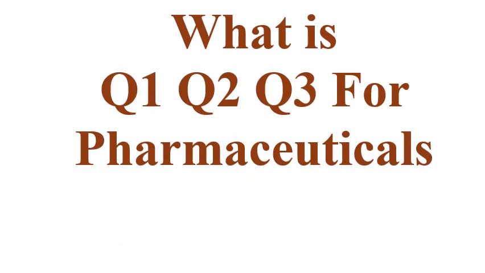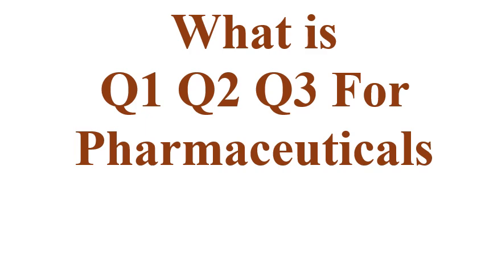Welcome dear viewers to the video on topic Q1, Q2 and Q3 for pharmaceuticals. So you might have heard about the Q1, Q2, Q3. You also might have heard regarding qualitative similarity, quantitative similarity and physico-chemical similarity of the generic formulation or API to the reference formulation or the reference product API.